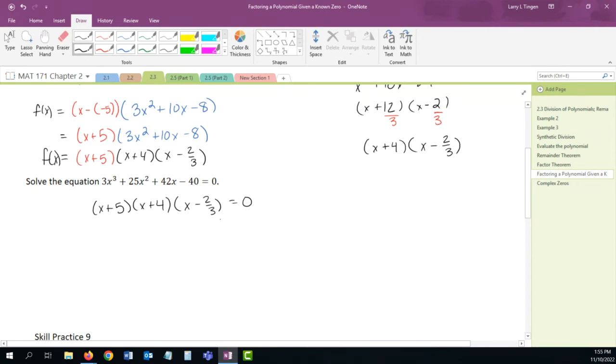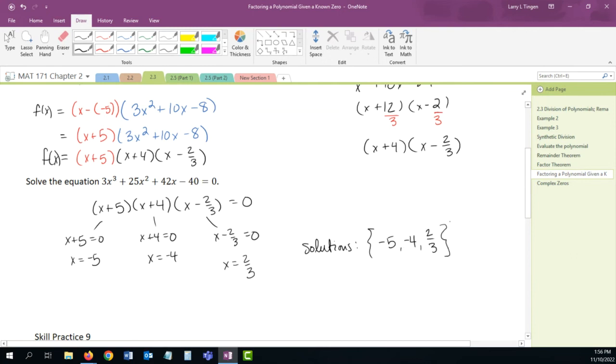Why is that useful? Because now I've got stuff multiplying to give me 0. So if stuff multiplies to give me 0, one of those things has to be 0. So x plus 5 is 0, x plus 4 is 0, x minus 2/3 is 0, and solve. And my solutions are -5, -4, and 2/3.